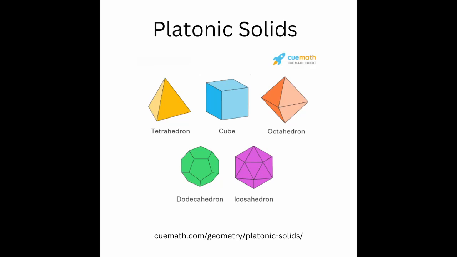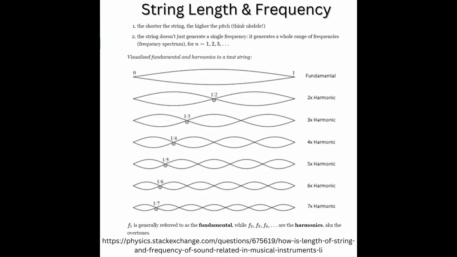So we have the tetrahedron, which has 4 faces, and each face is a triangle. The cube has 6 faces. The octahedron has 8, the dodecahedron has 12, and the icosahedron has 20. So the 3 that Pythagoras discovered are the tetrahedron, the cube, and the dodecahedron. He was also the first to study music mathematically.